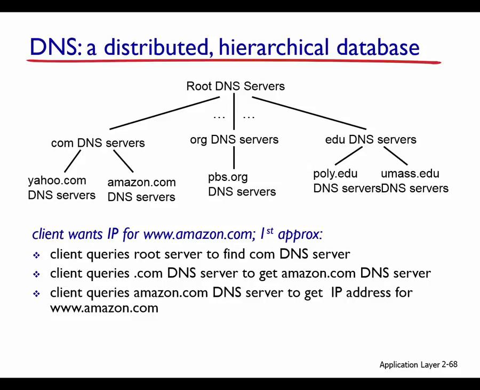Let's say a client wants the IP address for www.amazon.com. They would go to the root server to find the .com DNS server, and the .com DNS server would query the Amazon.com server and provide the specific IP address that's going to be used between your host and Amazon.com.